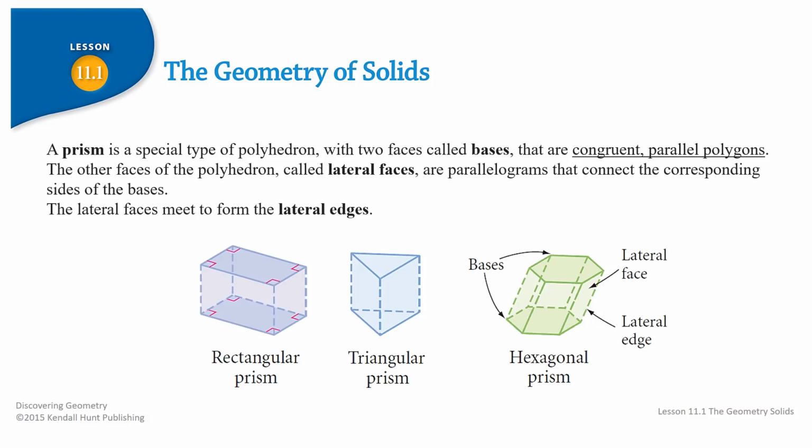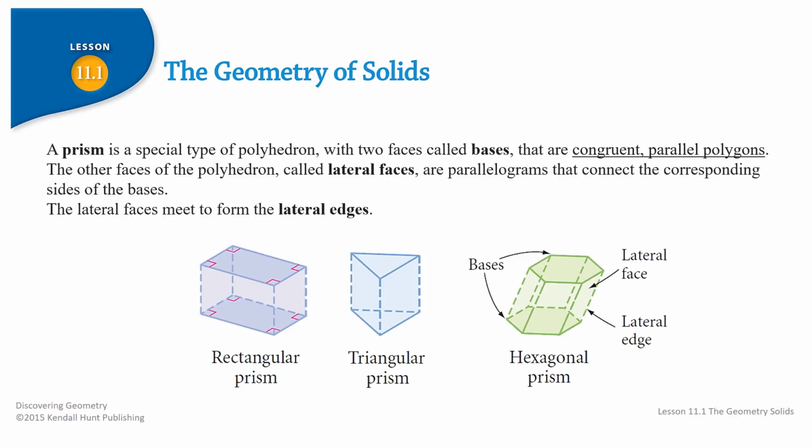So we have here a rectangular prism, which has a rectangle on top, rectangle on bottom, and rectangles going around. We have a triangular prism, triangle on top and bottom, rectangles around. This hexagonal prism that you see on the right has 2 hexagons on top and bottom, but since it's kind of slanted, those are more like parallelograms rather than rectangles.